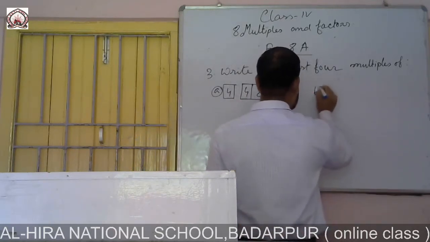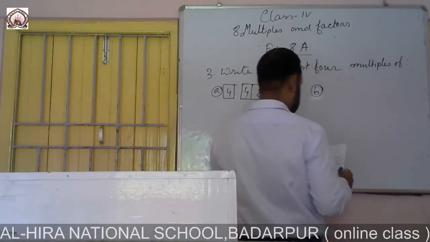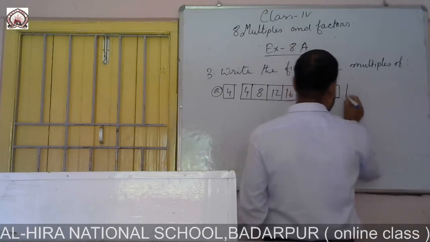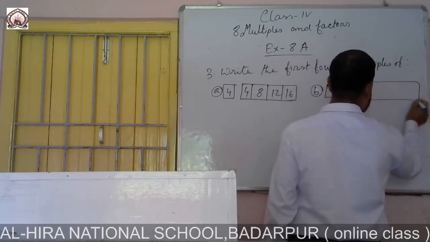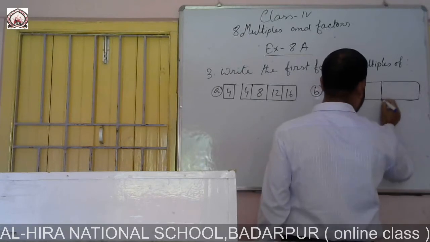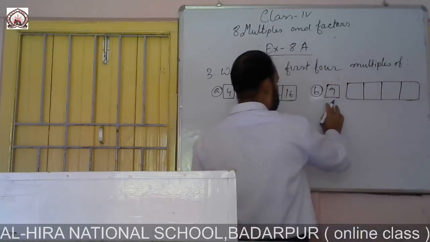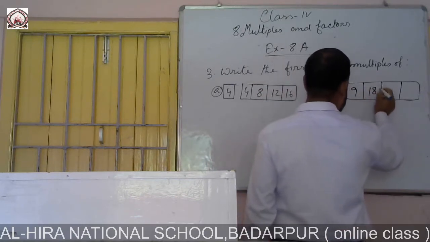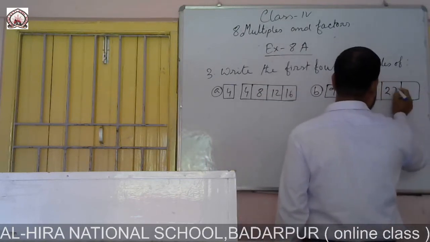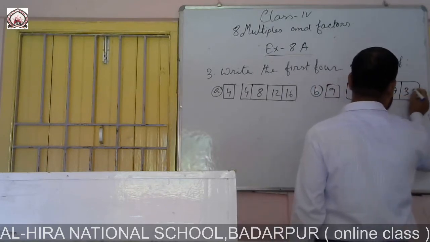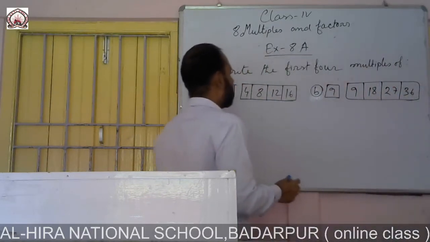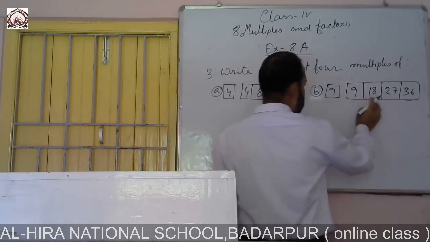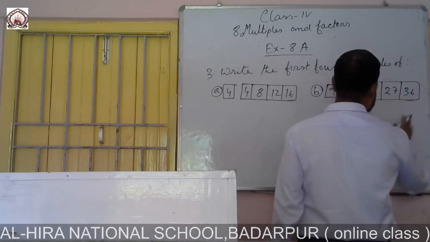Next, question number B, multiples of 9. First 4 multiples of 9. So 9 1s are 9, 9 2s are 18, 9 3s are 27 and 9 4s are 36. So the first 4 multiples of 9 are 9, 18, 27 and 36.